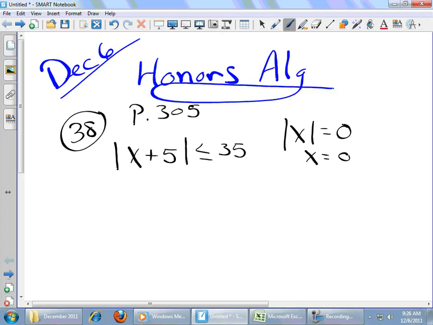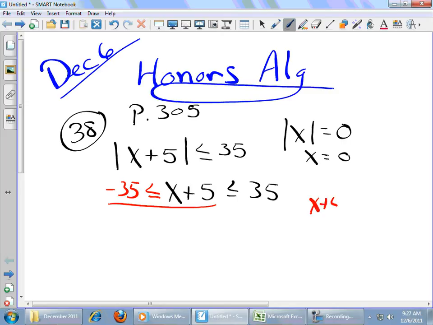So the first solution is pretty simple. X plus 5 is less than or equal to 35. Now, I could write it again with the word and, then write x plus 5 is greater than or equal to negative 35. But a shortcut would just be to go like this. If you only look at this part of the inequality, it does say that negative 35 is less than or equal to x plus 5, which means that x plus 5 must be greater than or equal to negative 35. They mean the same thing, right? So it's just a little shortcut.